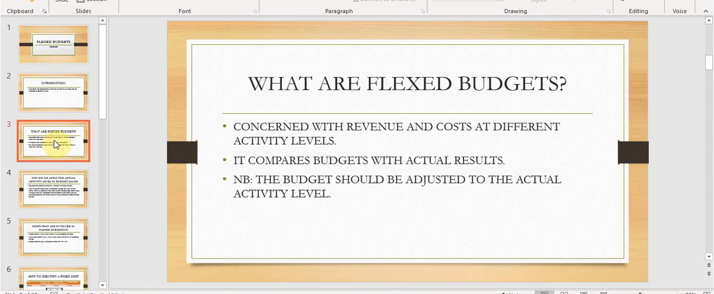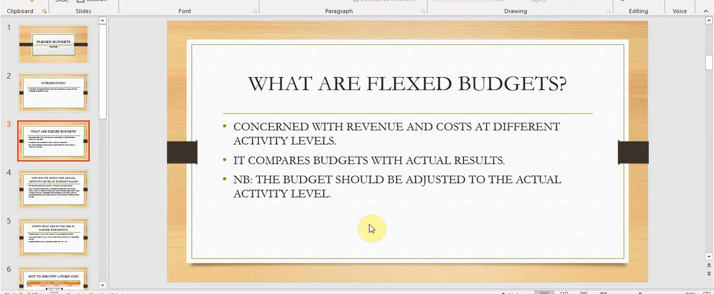So first things first, the question is, what are flexed budgets? Flexed budgets concern themselves with revenue and costs at different activity levels. An activity level can be defined differently in different questions. An activity level may be machine hours, it may be labor hours, it may be the number of units produced. So each question will provide you with a different type of activity level. But flexed budgets look at what the costs and revenues are when a business operates at different activity levels.